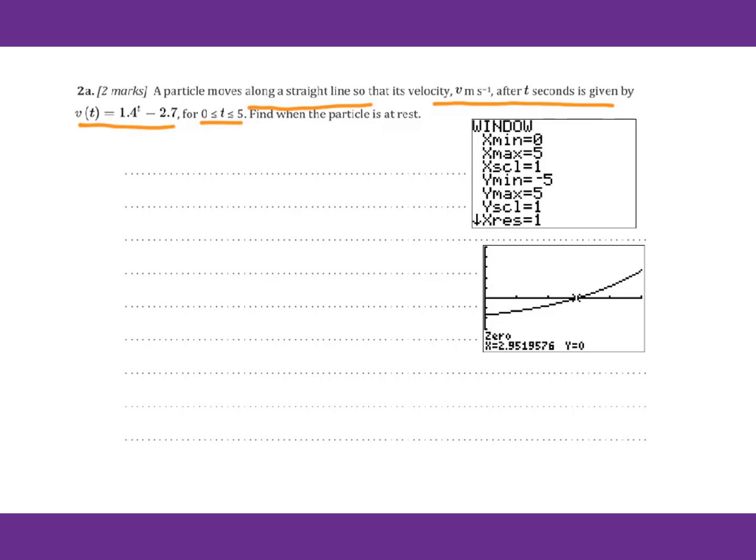Particle is at rest means velocity equals 0. Therefore, you will go to y equals, plug this in. And for the window, we will set up like this. It's the time between 0 to 5 because given here. For the y, you decide. You can put the negative 10, 10, 1. It doesn't matter. Then you will get this 0, 2.95. So t equals 2.95. Then the particle is at rest.